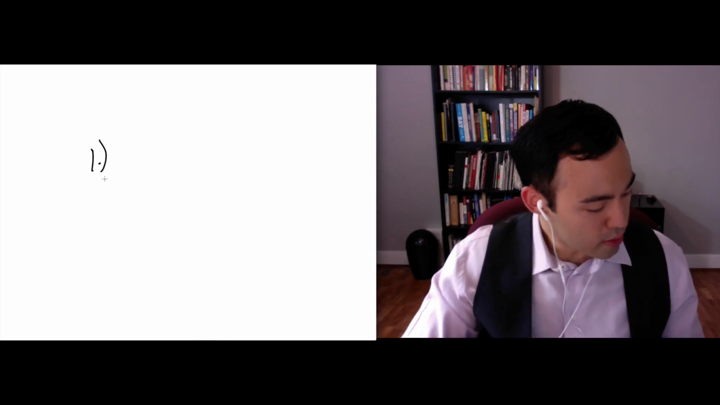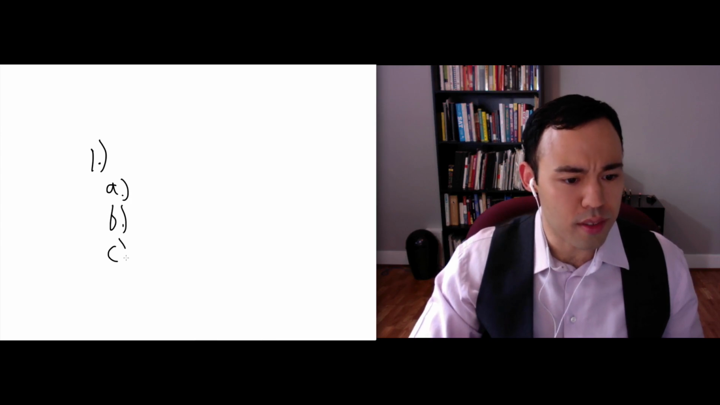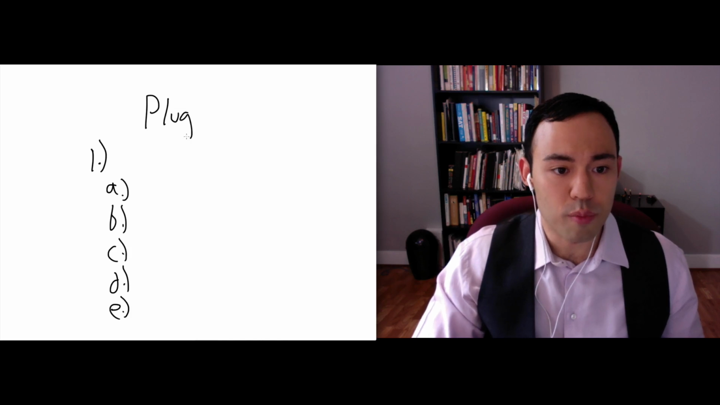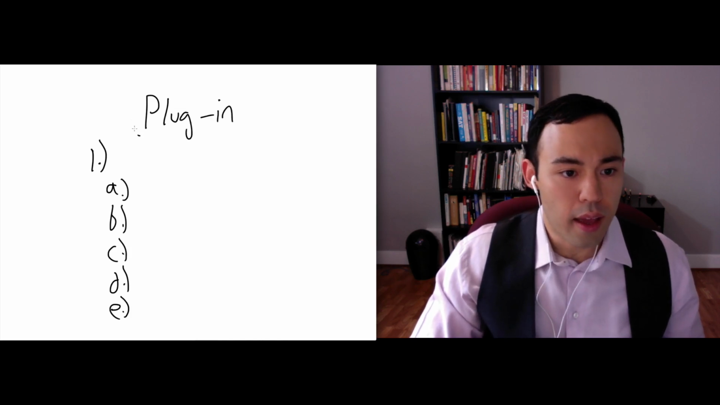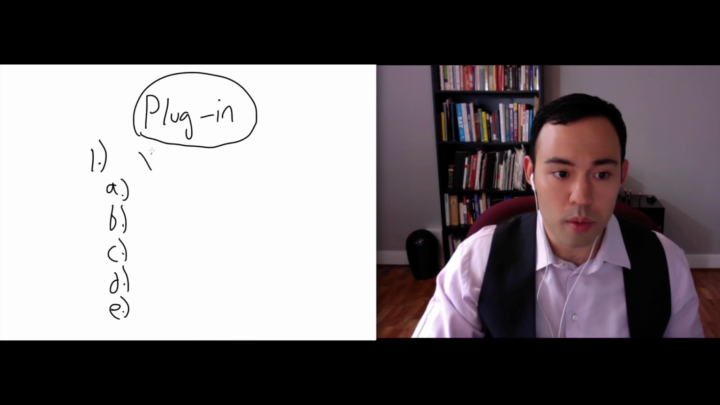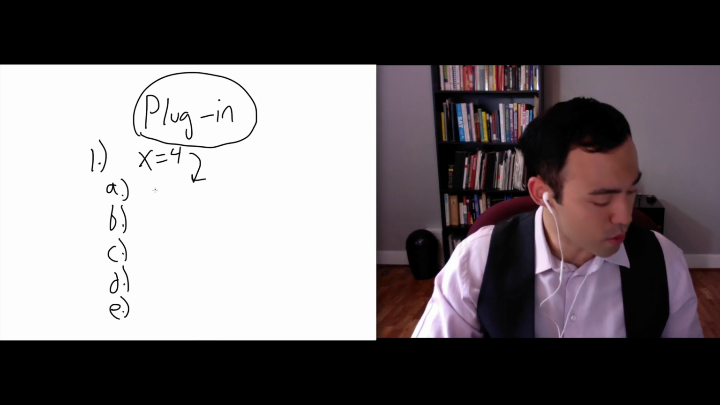Problem number 1 asks us, if x equals 4, which of the following is greatest in value? And then they give us our answer choices, and this is a good chance for me to introduce the concept of plug in. This is when you take some given information from the problem, in this case x equals 4, and you actually plug it into each of the answer choices to see what's the correct answer.